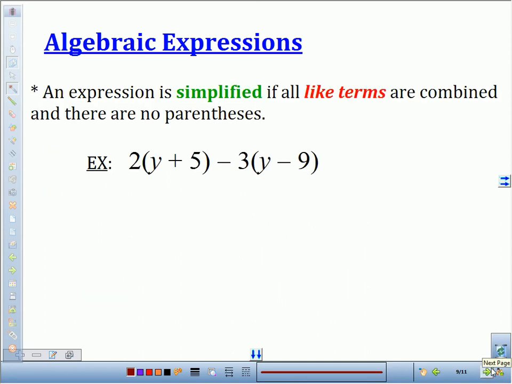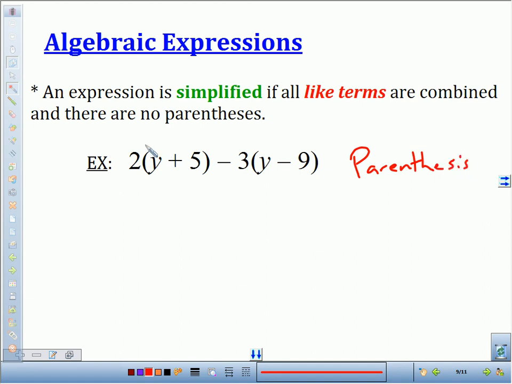All right. Now we're dealing with expressions that have variables in them because they're algebraic expressions, and what we're going to have to be able to do is simplify them. Now, an expression is simplified if all like terms are combined and there are no parentheses. So, our example here, we have parentheses, and we have terms that are going to be like, but we have to get rid of the parentheses first. So that's going to be my first step, is to get rid of the parentheses.